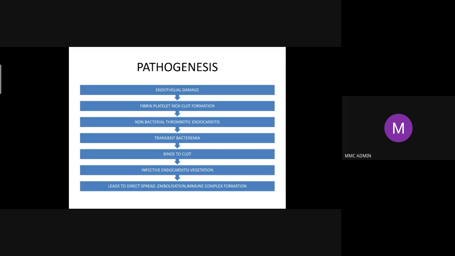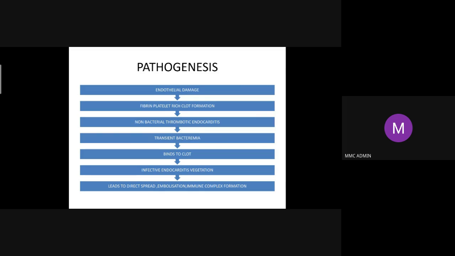Next, we're coming to the pathogenesis of infective endocarditis. Initially, whenever our endothelium in the heart gets damaged, our body tries to repair the damage. So a fibrin-rich clot will be formed on the heart valves. After the fibrin-rich clot formation, whenever we get any infection, like a dental abscess, the bacteria enter the platelet-rich clot region, thereby adhering to that clot.